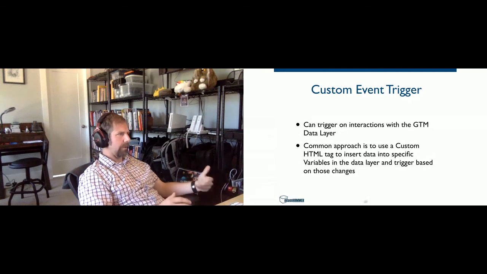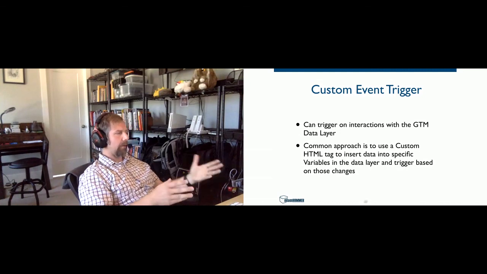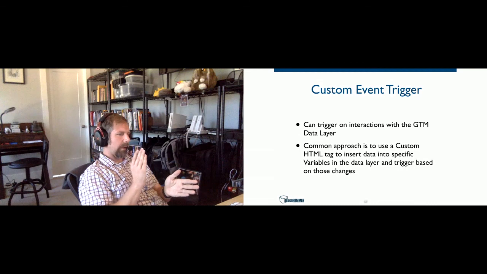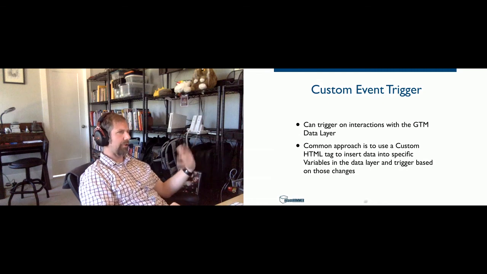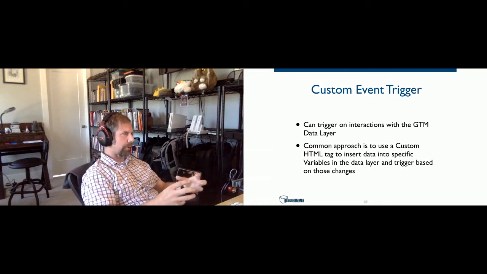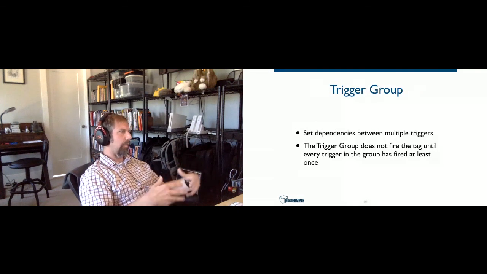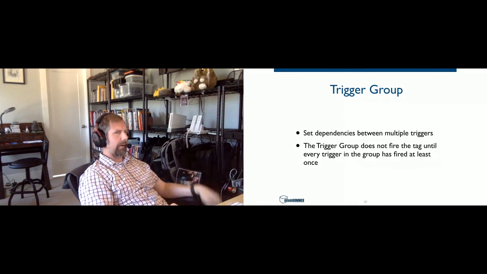So if there's interaction on the Google Tag Manager data layer, two ways that often happens is, one, you'll often through a custom tag cause information to change in the data layer, and then this trigger allows you to interact with that. And then you can also group your triggers together. The trigger group won't fire the tag until every trigger in the group is fired at least once.